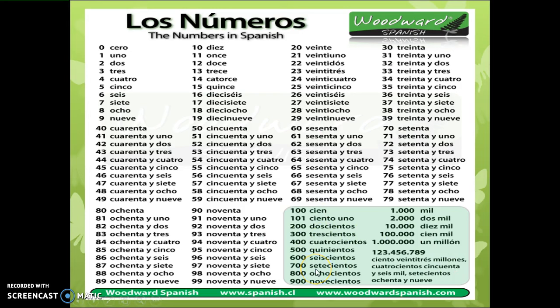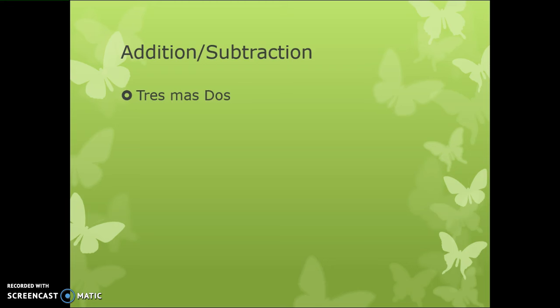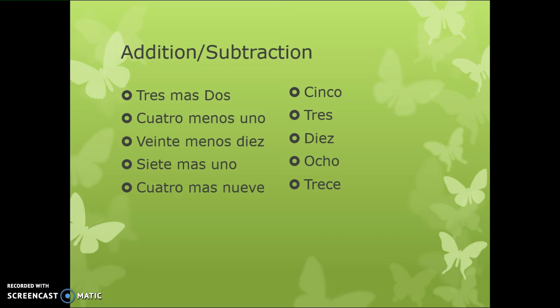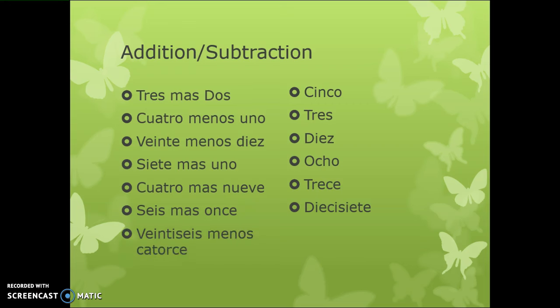Okay, here is some práctica for you if you wish to do it. So, some addition and subtraction. So, 3 plus 2. 3 más 2 would be 5. What about 4 menos 1? So, 4 minus 1. 3. 20 menos 10. 20 minus 10. 10. 7 más 1. 7 plus 1. 8. 4 más 9. 4 plus 9. 13. 6 más 11. 17. 26 menos 14. 12.